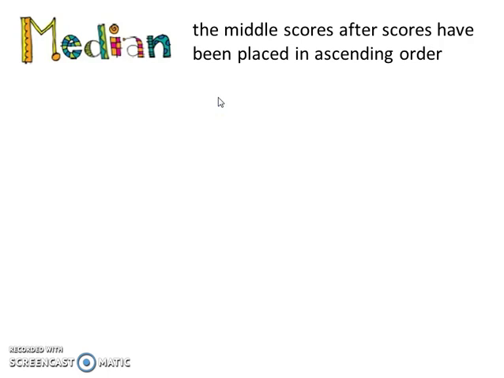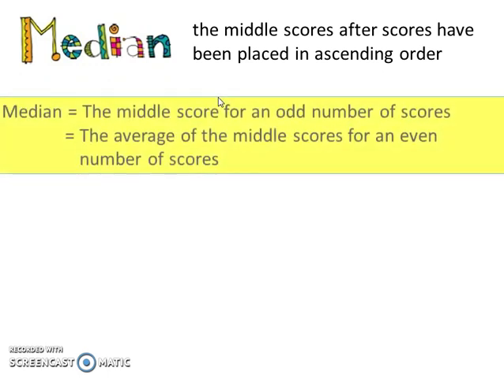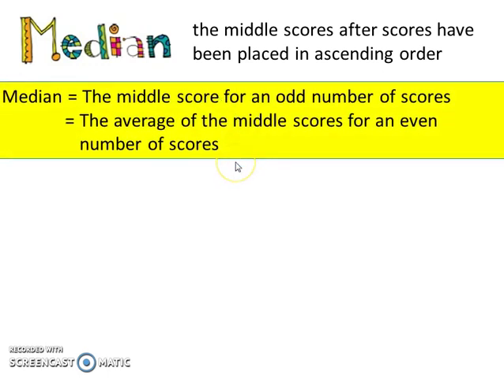The median is the middle score, but the middle score is found after you've placed the scores in order, from smallest to largest, that's ascending order. Now, when you've got an odd number of scores, so say if you had 5 scores, the third one along would be the middle score. You get 1 score in the middle.